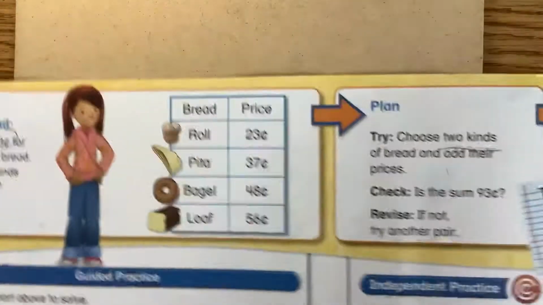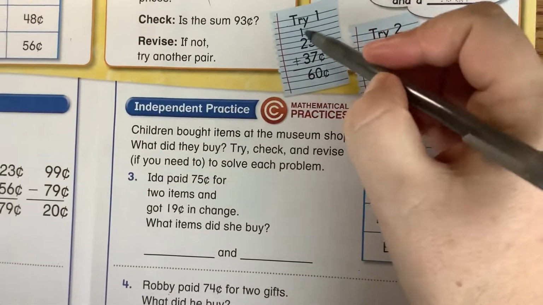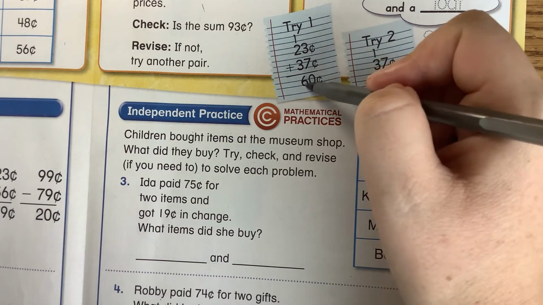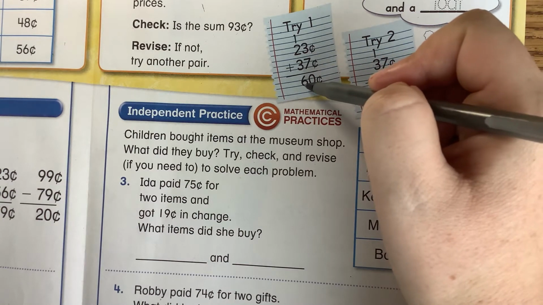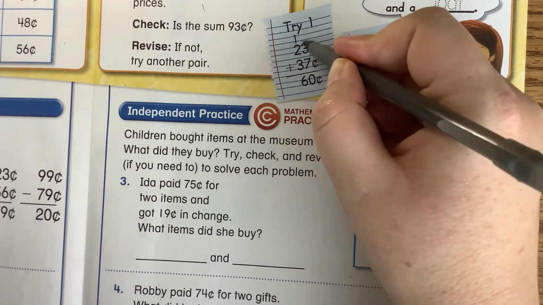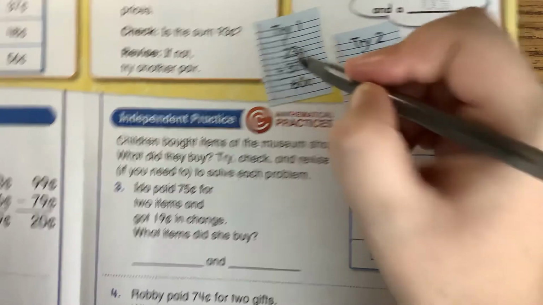So here they tried a couple different things. They tried adding 23 and 37, which is totally fine. They did regroup and they got to 6. That's one that I didn't really want to try because I knew that 2 and 3 were so small, there was no way I was gonna get to 90 cents. But if you wanna just stack it up, do that.